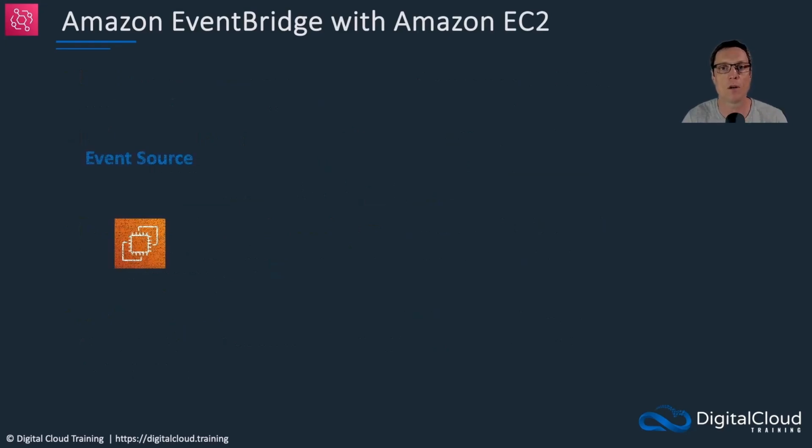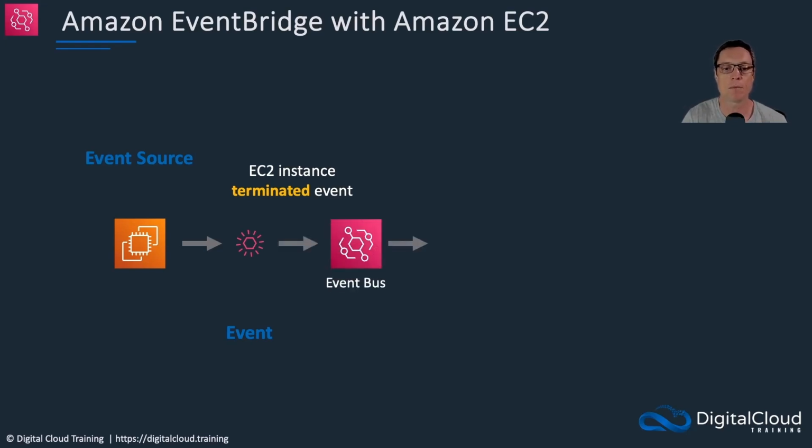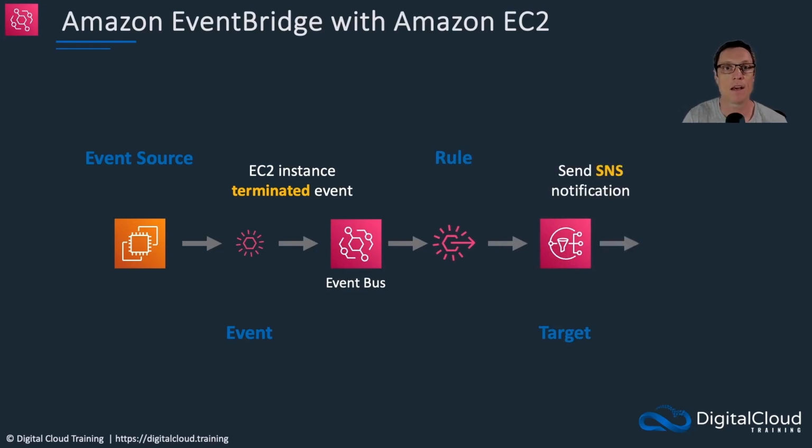Let's have a look at an example to help you understand how this works. Here we have EC2. We have an event that's being generated. In this case, it's a termination event. Now, this is an example of a very easy rule to create. There is actually a wizard that helps you to do this. You can choose EC2 as the event source, and you can literally specify the EC2 instance terminated event. Then, what we can do is apply those rules and route through to a target. In this case, it could be an SNS notification to let someone know that an instance has been terminated.